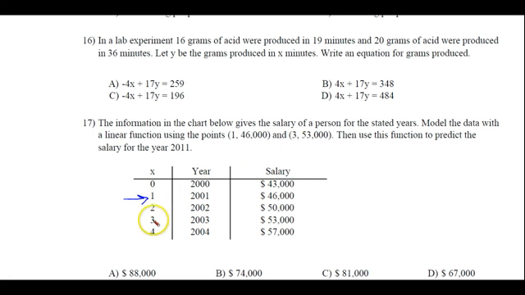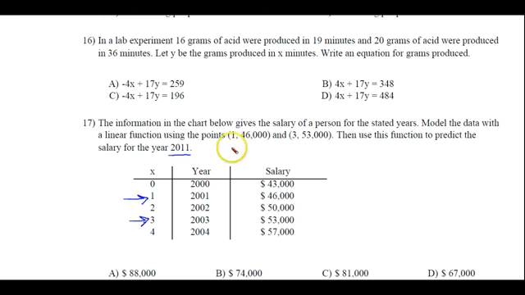And for the third year. Now, this isn't a super straight line, but we can approximate. And then we're going to use this function, once we find out what the equation is, to predict what will happen in the year 2011. So our x, from the year 2000 to 2011, is going to be 11. That'll be our x value.